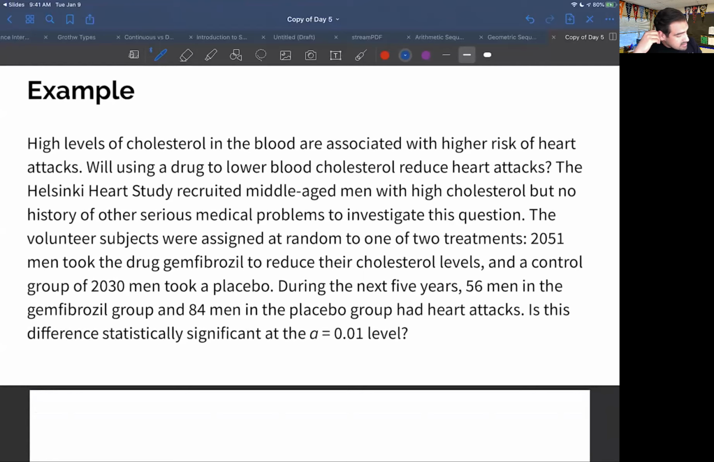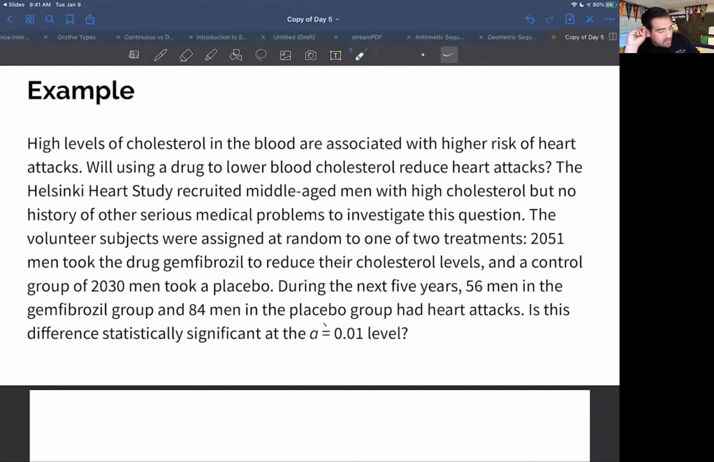The Helsinki Heart Study recruited middle-aged men with high cholesterol but no history of other serious medical problems to investigate. The volunteer subjects were assigned at random to one of 2 treatments. 2,051 men took the drug gemfibrozil to reduce the cholesterol levels, and a control group of 2,030 men took a placebo. During the next 5 years, 56 men in the drug group and 84 men in the placebo group had heart attacks. Is the difference statistically significant at the significance level of 1%?